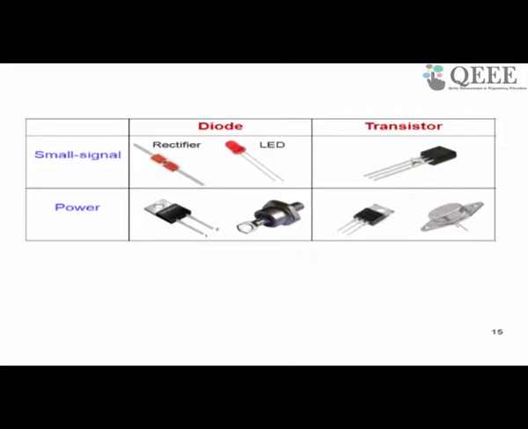Power devices. So as against small signal devices, power devices are those devices which carry large amounts of power. So maybe even hundreds of amperes. Devices which can carry that high a current. You can see the construction of the device is a little different from the small signal case. One thing that is evident is that power devices are bigger than small signal devices.